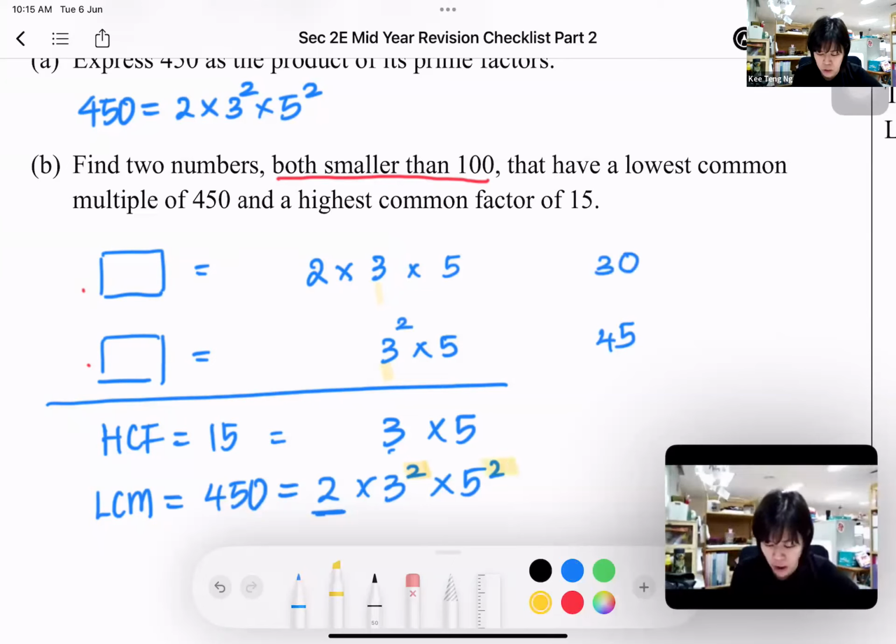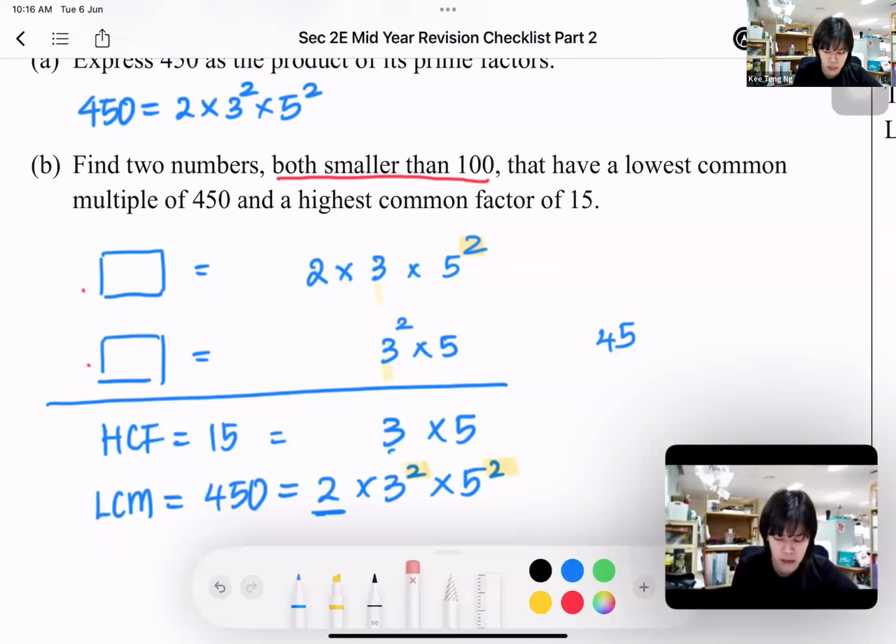I need a 5 square. So can I put my 5 square here? 3 square times 5 square. Oh, that one exceeds already. It gives me 225. Okay, so in this case, I cannot put the 5 square here. I have to put my 5 square over here. Let me try and put my 5 square here.